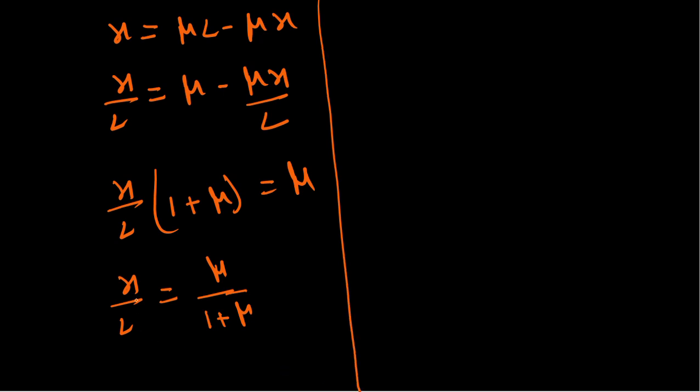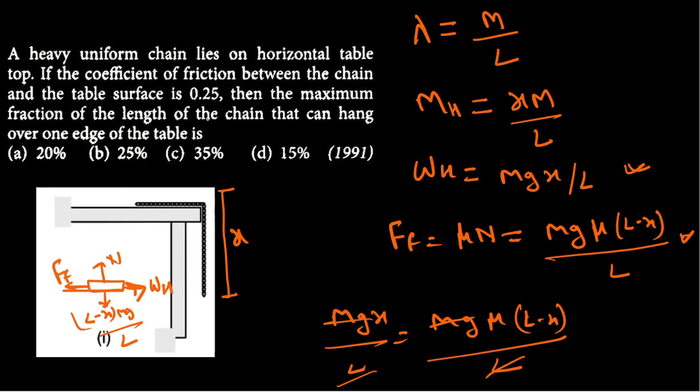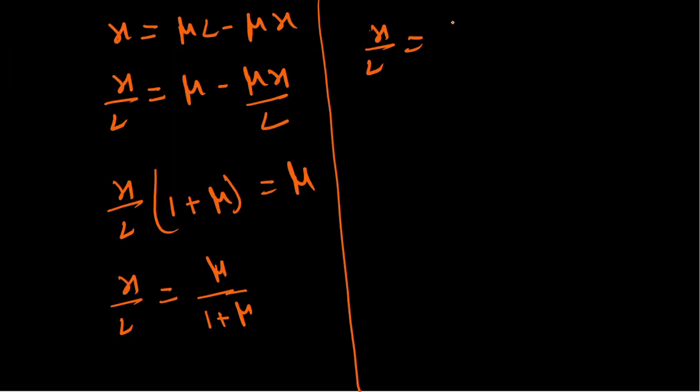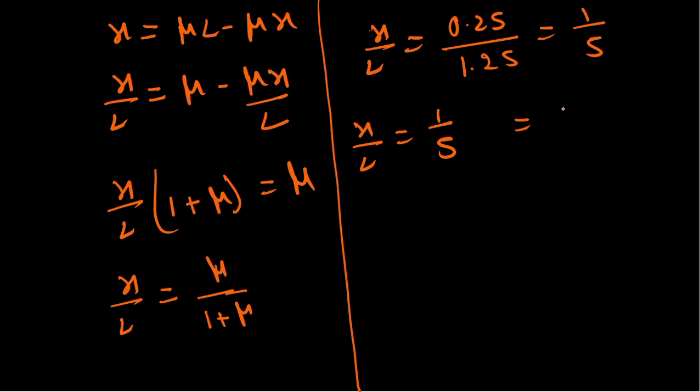So the fraction of chain hanging is x by L. x is the part which is hanging and L is the total length. So x by L is the fraction of chain hanging, which is mu by 1 plus mu. If you go to the question, the value of mu is 0.25. So it will become 0.25 divided by 1 plus 0.25, meaning 1.25. And if you observe, it is exactly 1 by 5. So x by L is equal to 1 by 5, which can be written as 20%. 1 by 5 into 100 is equal to 20%. So 20% of the chain can be hanged at most.